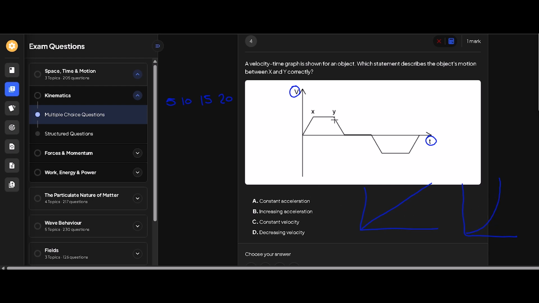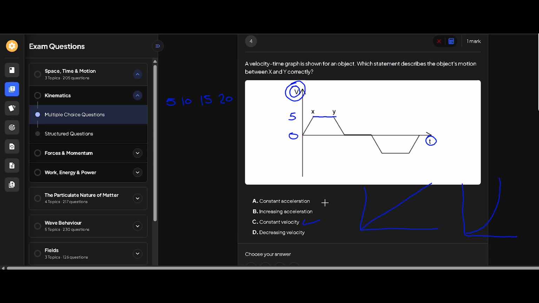What is the right answer? Yeah, between x and y, here we have a constant velocity. For example, here we are going to have 0 right there. Wait, here we have 0, and here we have 5, for example. So yeah, as you can see, it's moving in a constant line right there. So this can be considered as a constant velocity. Okay, so x and y would be constant velocity.